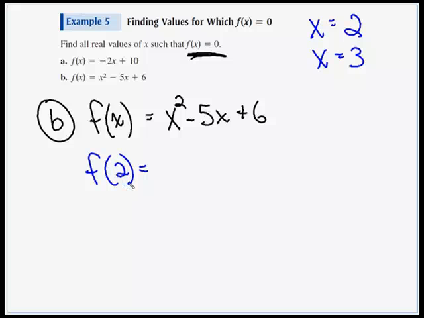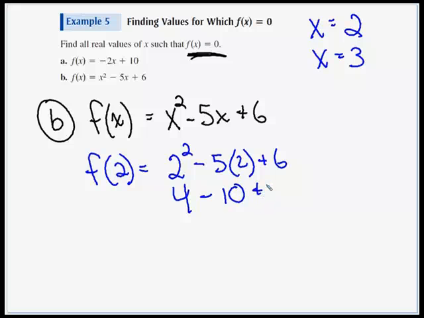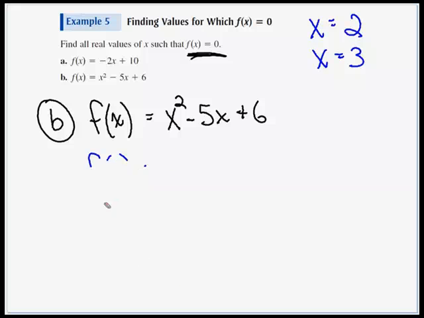So let's check f of 2. Plug in a 2, 2 squared minus 5 times 2 plus 6. Well, 2 squared is 4, minus 5 times 2 is 10, plus 6. 4 minus 10 is negative 6 plus 6, and if we add those, we do in fact get a 0. So it did work. We don't have to check these solutions. They should be right, but we're doing it just for a little extra fun.